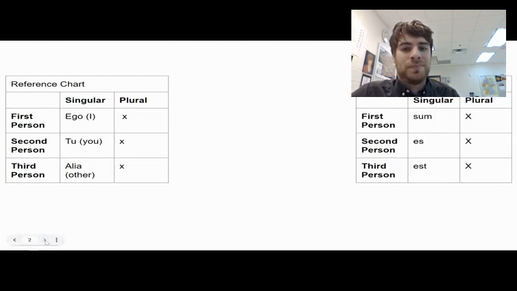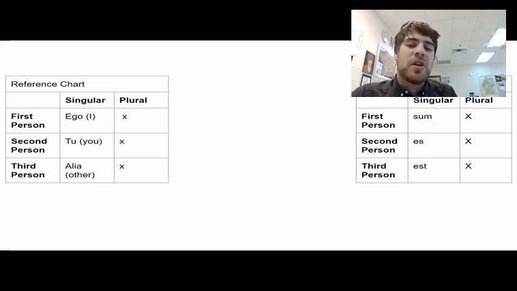Okay. And so sum kind of has its own chart. If you want to say I am, you would say ego sum. If you want to say you are, you would say tu es. If we want to say he, she, it, anyone else is, we'd use est, which we've already learned. Okay, and I like to call that our equal sign chart, right? Because they all kind of mean equal. I am a cook. I equal cook. Okay, so I want you to also copy down these irregular forms for sum in your Stage 4 language notes.